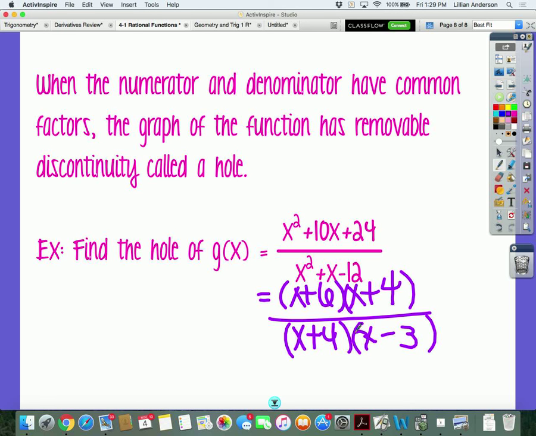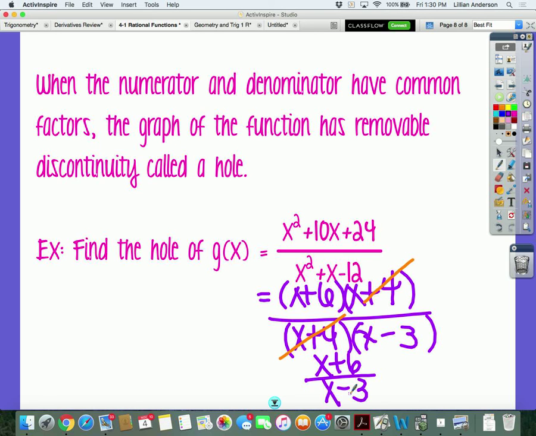So, this is what you do. As you see, you have the x plus 4 and x plus 4 in common on the top and the bottom, yes? Cancel those out. That leaves you with x plus 6 over x minus 3. This is our simplified rational function.